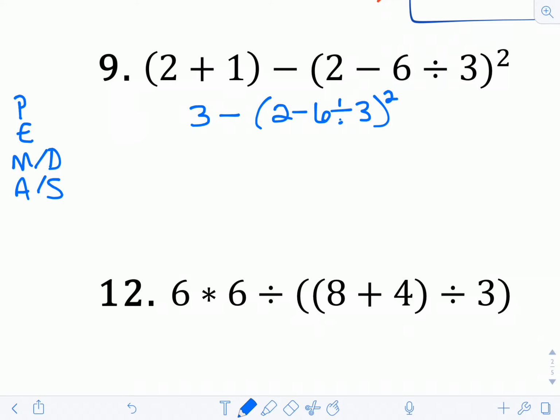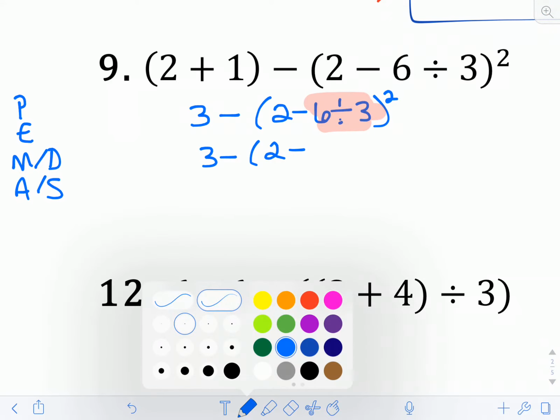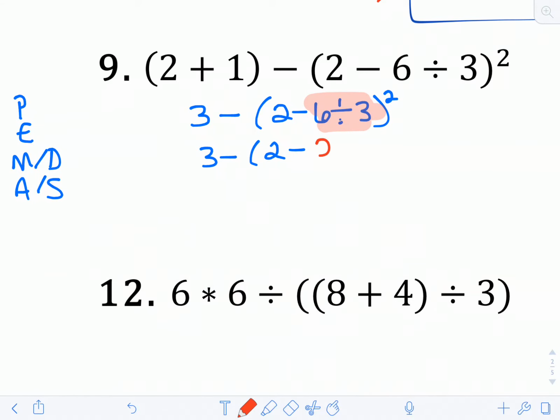Okay, so within these parentheses, we're going to do PEMDAS again. Within the parentheses, I don't have another set of parentheses. I do not have an exponent inside the parentheses. I do have multiplication and division. I have a division right here, and that's what I have to do first. So I'm going to rewrite this: 3 minus parentheses 2 minus 6 divided by 3 is 2.